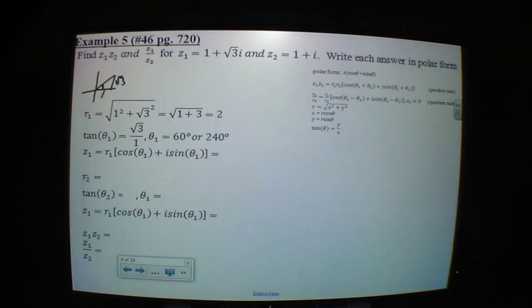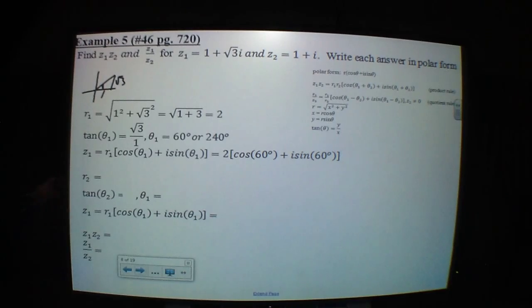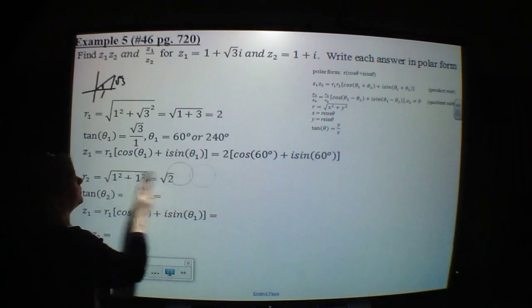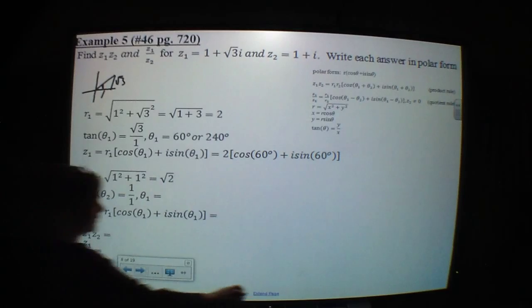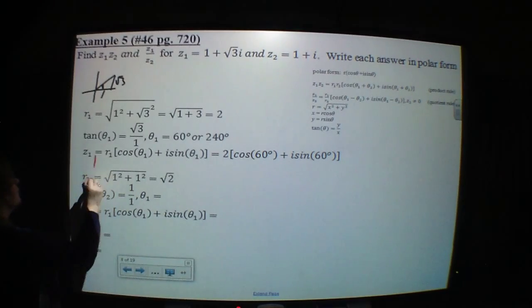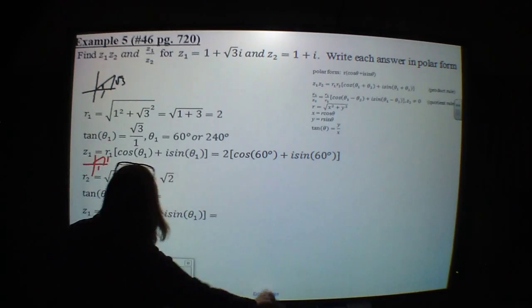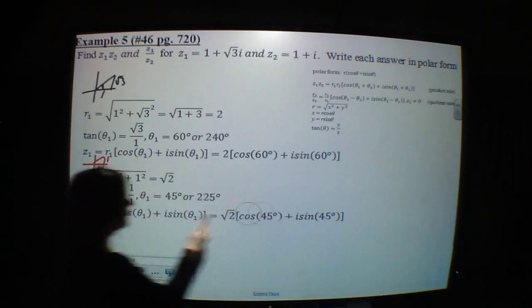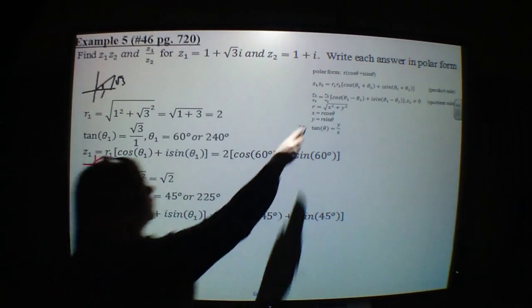R sub 2. Oh, and let's put z sub 1. I can plug in what I know. There it is plugged in. R sub 2: 1 squared plus 1 squared, and then take the square root. So square root of 2. Tangent of theta is 1 over 1. And let me draw that out too. If we were drawing it out, it would be a 1, 1, radical 2. So that's 45 degrees. It ends up to be 45 degrees because I'm in the first quadrant. Both are positive.